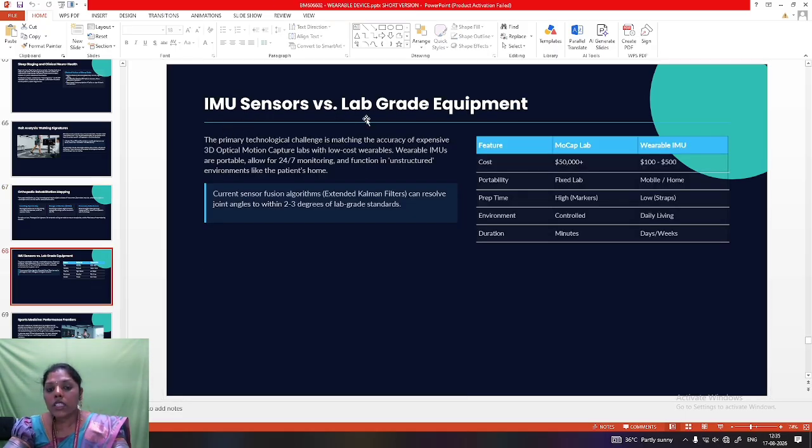IMU sensors versus lab-grade equipment. The primary technology challenge is matching accuracy without the expense. The 24-hour monitoring functions in real-world environments, unlike the facial comb. Current sensor fusion algorithms can resolve joint angles to within 2 to 3 degrees, lab-grade standard.